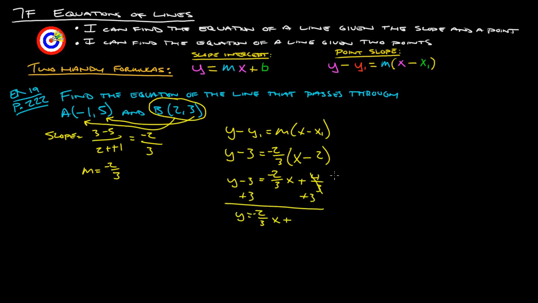Let's turn this 4/3 into 1 1/3. So 1 1/3 plus 3 is 4 1/3. And there is our answer. So y equals negative 2/3 x plus 4 1/3. Or you could obviously have 4 times 3 is 12 plus 1. You could have 13/3 also. Or you could turn it in a decimal.